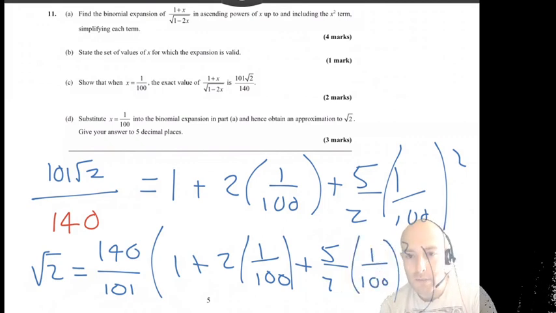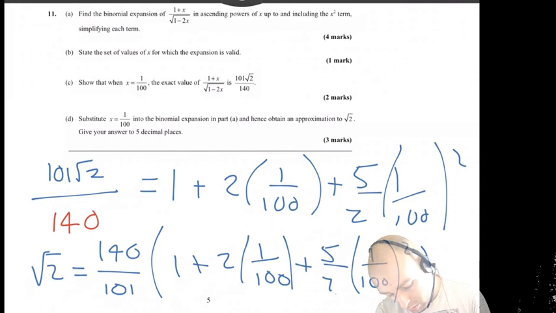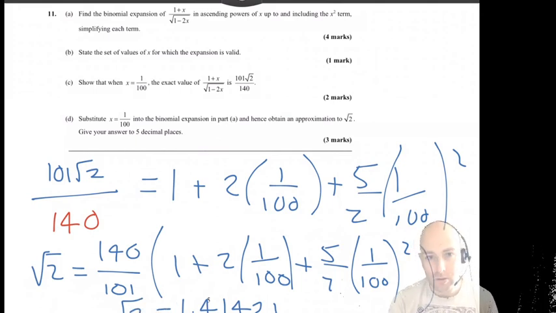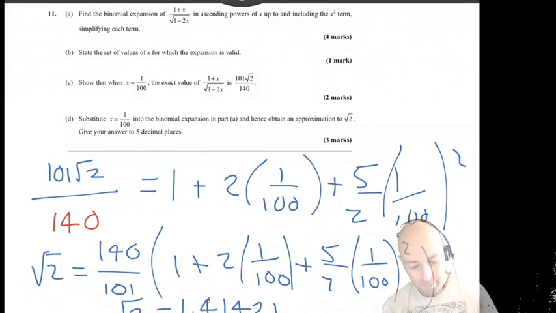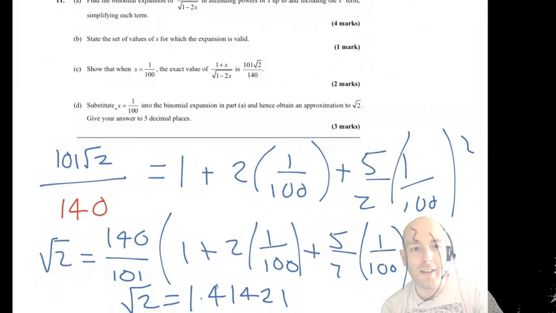Cool. And if you do that, you will get 1.41421, which is a pretty good approximation to root 2, if you can see it there.